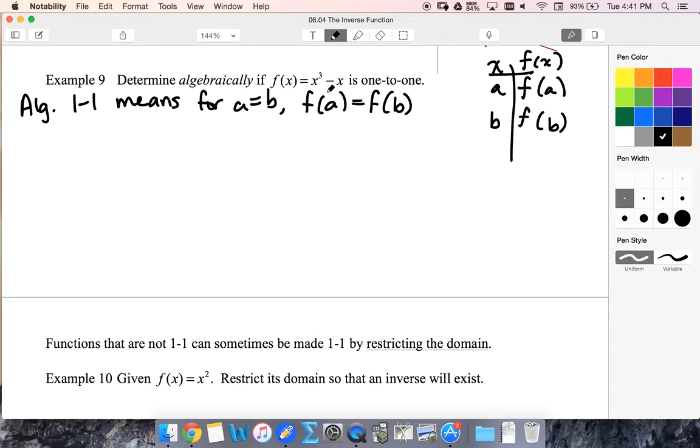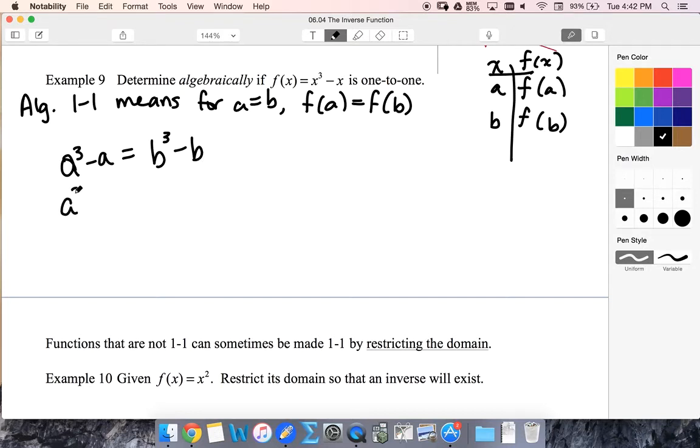So let's look at this expression. If we put in an f of a, we would have a cubed minus a, and then b cubed minus b. And this would have to be true for a equals b only. Otherwise, if this is also true for some a not equal to b, then our function cannot be one-to-one. So let's look at what happens here.